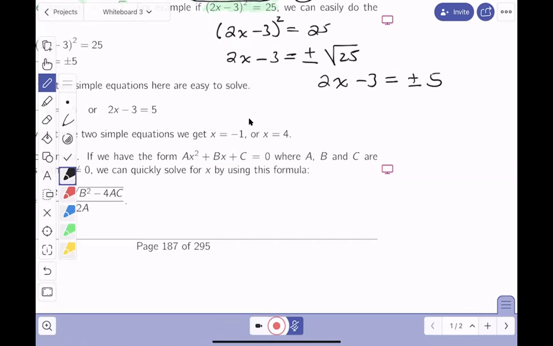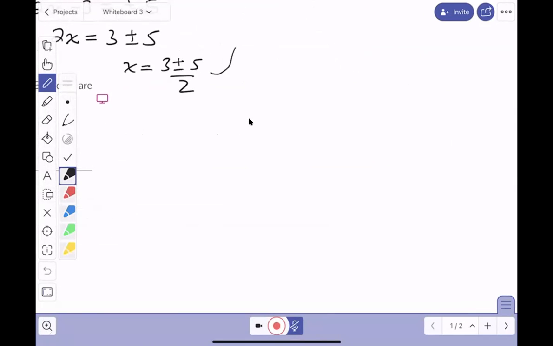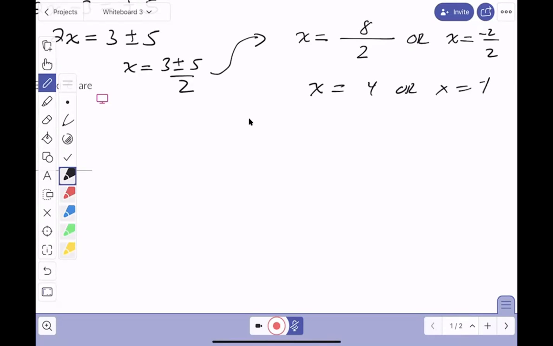I'm going to try to solve for x now. What do you get? Well, I get 2x. I'm going to add 3 to both sides. It's a lot of work, though. I know that. And then I'm going to divide both sides by 2. I've got to be honest with you, that looks just awful to me. So I want to write it over here for you. What do you get? You get x equals 3 plus 5, which is 8 divided by 2, or you get x equals 3 minus 5, which is minus 2 over 2. And what do you get there? x is 4, or x is minus 1.